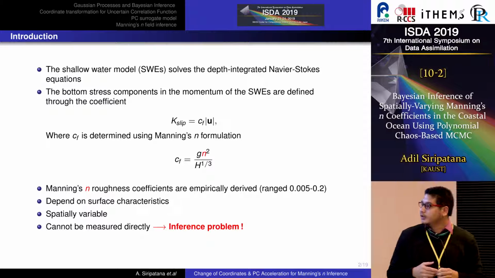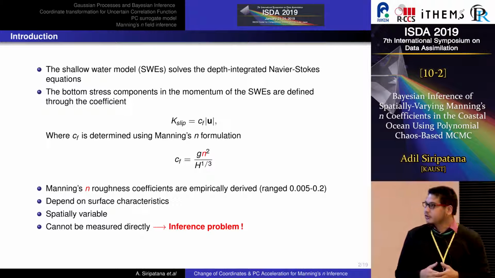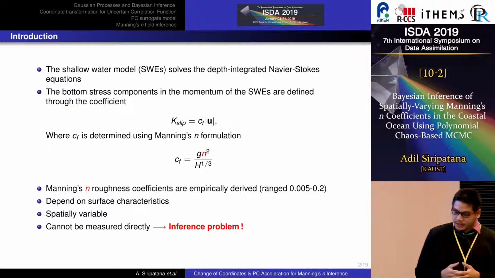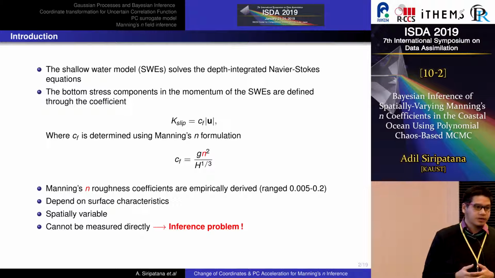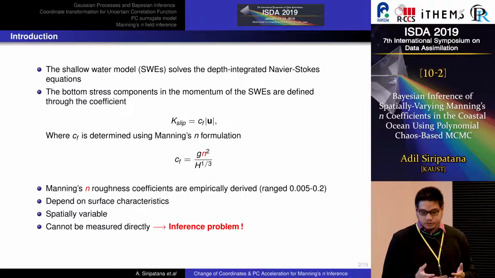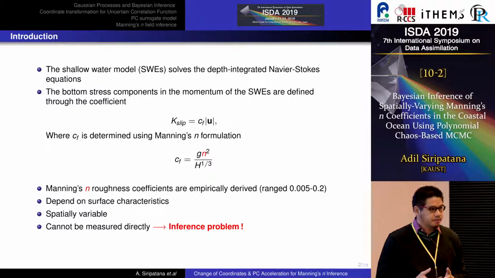And this Manning coefficient describes the seabed surface. So it's an empirically derived parameter, and it depends on the surface characteristic. It can be rocky, it can be a reef, it can be vegetation, and in fact, it's quite spatially variable, and it cannot be measured directly. So this leads us to the inference problem.